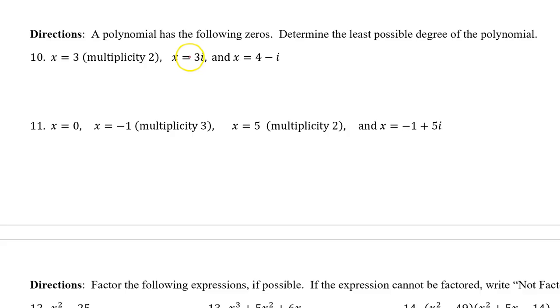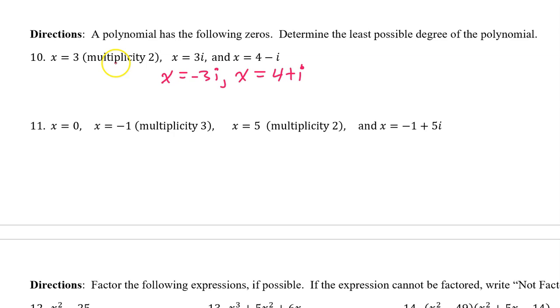But imaginary zeros always occur in conjugate pairs. So we need to take the x equals 3i that they gave us, and we need to add on x equals negative 3i, the conjugate. We need to take the x equals 4 minus i that they gave us and add on x equals 4 plus i. So really, we have 4 imaginary zeros, and then we have a real 0 with multiplicity 2.